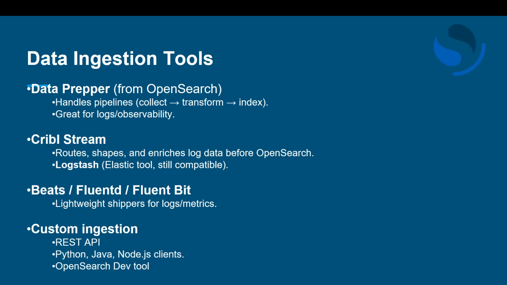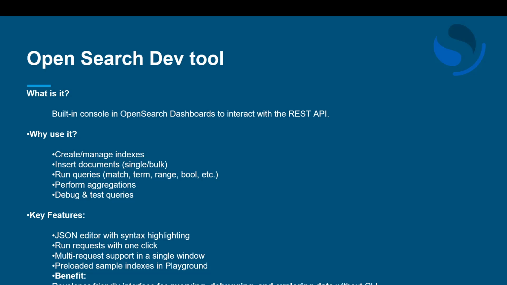Custom ingestion. So if any of these pre-built tools are not fitting, we can use custom solutions like the REST API, or you can use dedicated libraries for programming, which are Python, Java, or REST clients. Here we are going to use the OpenSearch Dev Tools to demo our logs, which is also the way we can search and analyze the data, verify, etc. That is the dev tool provided by OpenSearch itself, which we will use in this video for analysis. Let's talk about the OpenSearch Dev Tools.